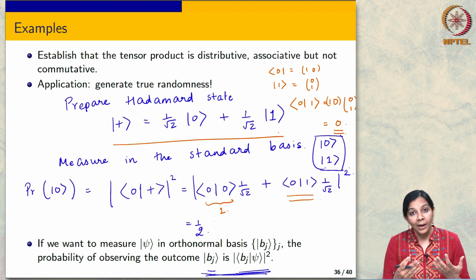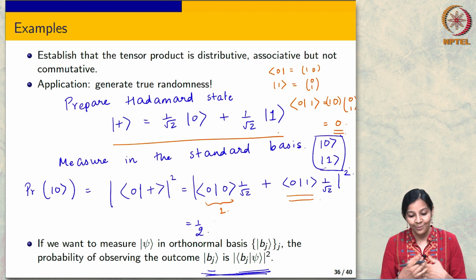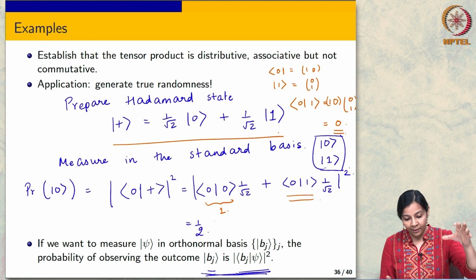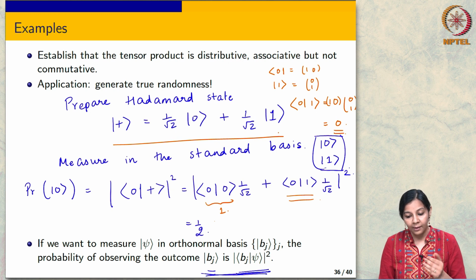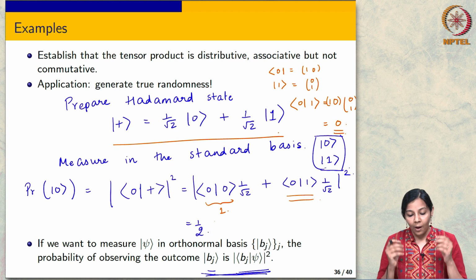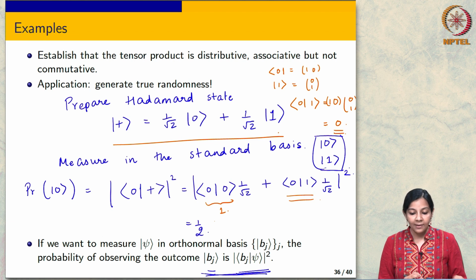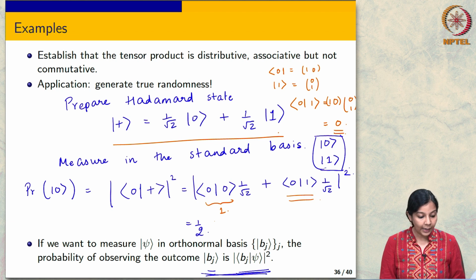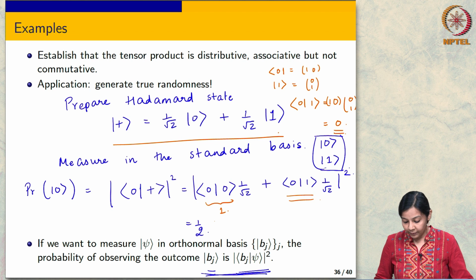So, how do we prepare this Hadamard state? This is something that we should think about, because otherwise we didn't do anything. It's like saying, well, I have a genie and then the genie gives me randomness for free. So, how do we prepare this? We'll see this in upcoming lectures. For the moment, we'll just say that we can do it, and this is a true statement. And when we do it, then we can get truly random bits.